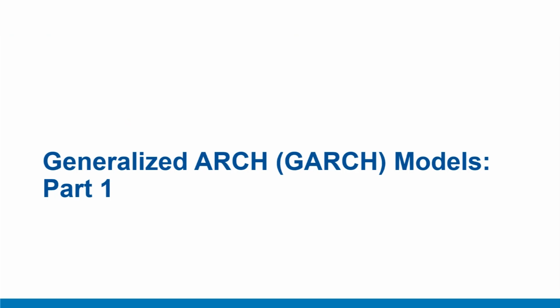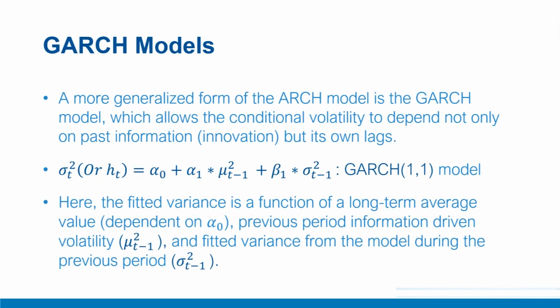In this video, and in the next few videos, we'll introduce the GARCH family of models and how they improve upon ARCH modeling. In essence, the GARCH models, the generalized ARCH models, are the generalized version of the ARCH model that allow the conditional volatility sigma square t to depend not only on the past information or innovation terms, that is mu t, but also its own lags, that is sigma square t minus 1 and previous lags.